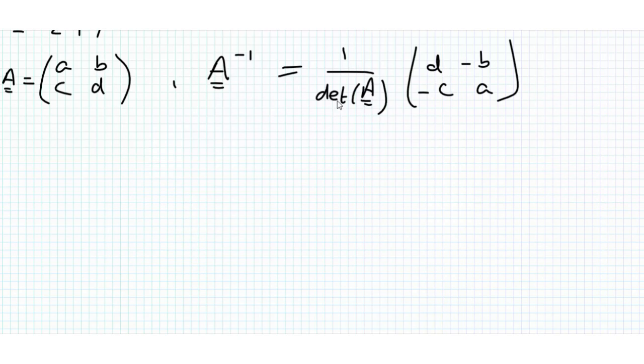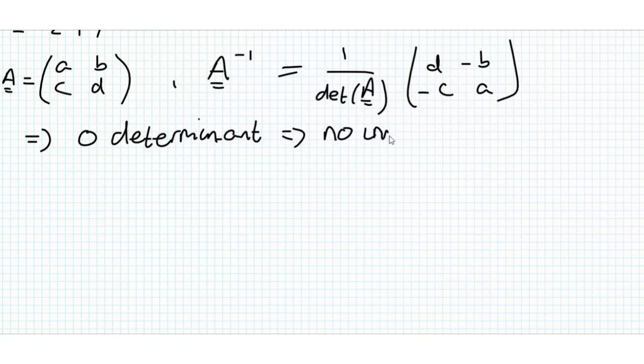You can clearly see by this definition that if the determinant is 0, we can't define this inverse. So that leads us onto a fact: a 0 determinant implies no inverse, and we call such matrices singular.